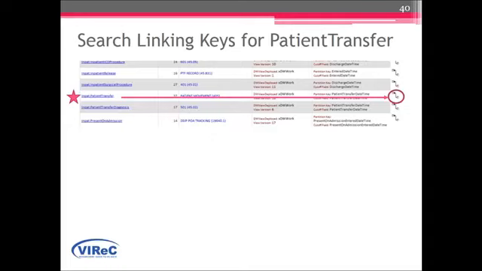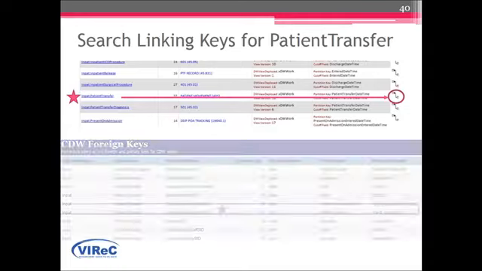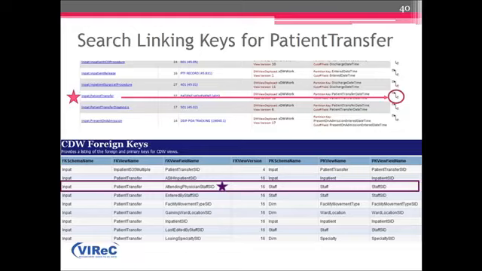And by clicking on that link to the far right, we would open up the table of foreign keys and find a particular linking key that we may want to know more about. So in this case, I'm using attending physician staff SID, which is a foreign key in the MPAT patient transfer table that connects out to staff. And I want to know the exact definition of this just to be sure I understand it. How do I find that?